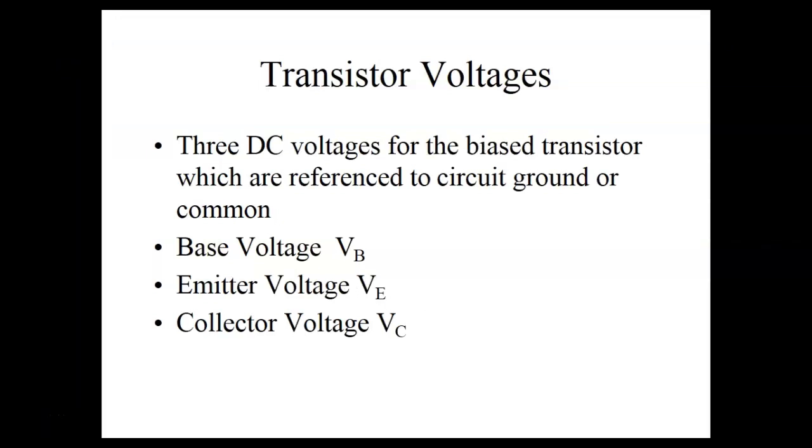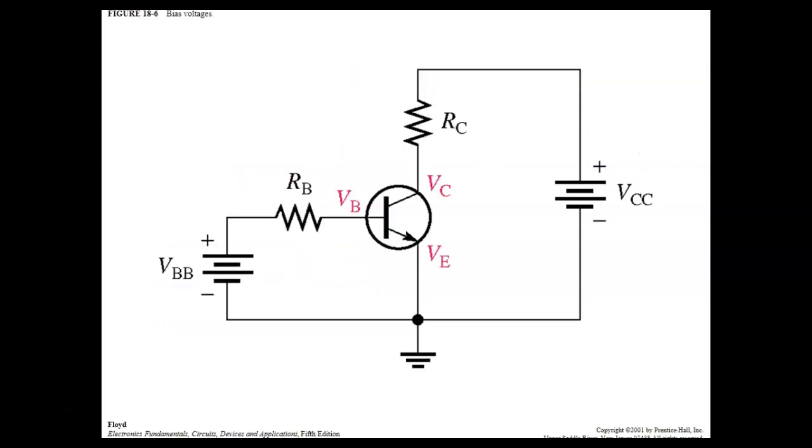So we'll reference the base voltage as VB. We'll represent the bias voltage on the emitter as VE. And we'll represent the voltage on the collector as VC. And these are measured directly to the lead. So this is going to be shown on the next slide.